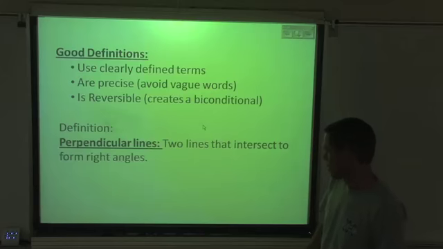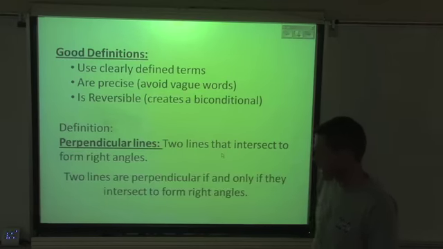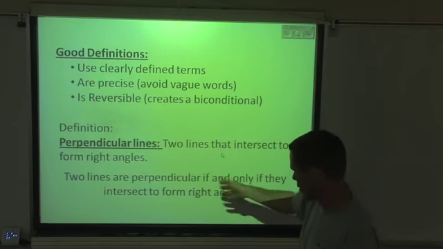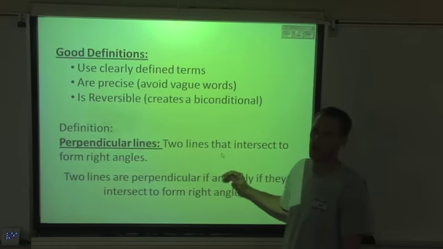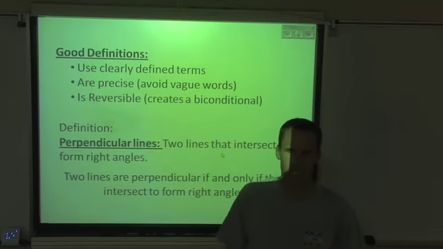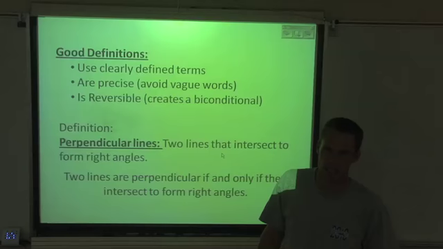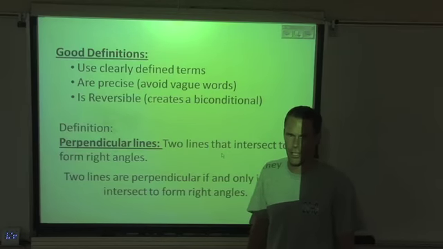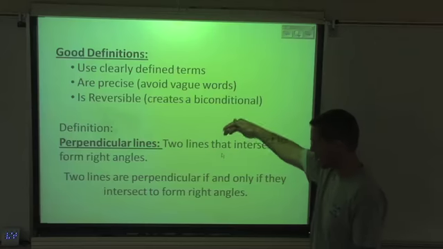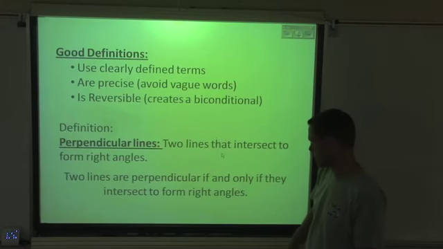Here's the definition. Perpendicular lines: two lines intersect to form right angles. As we said earlier, this is biconditional. Two lines are perpendicular if and only if they intersect to form right angles. That biconditional is critical to us calling it a good definition. And it reminds us how we write our biconditionals with "if and only if."